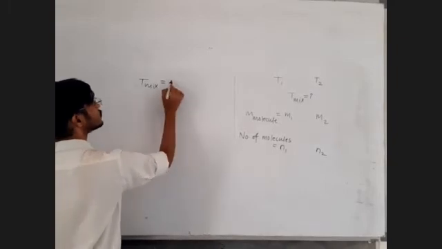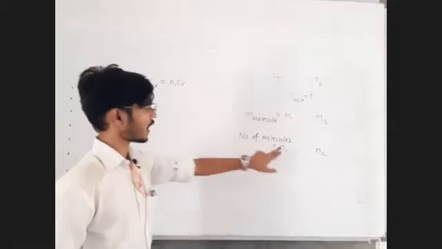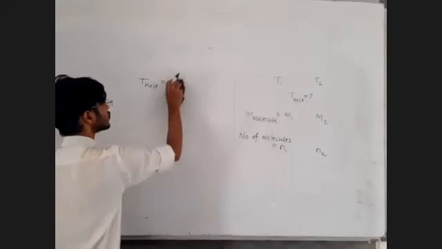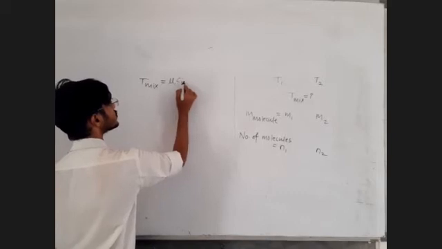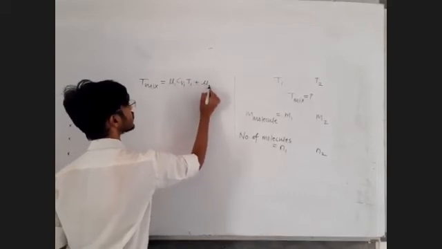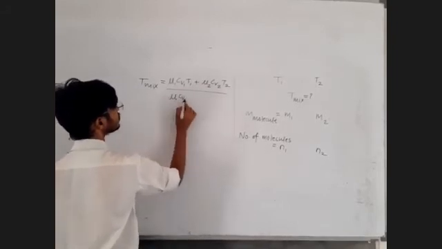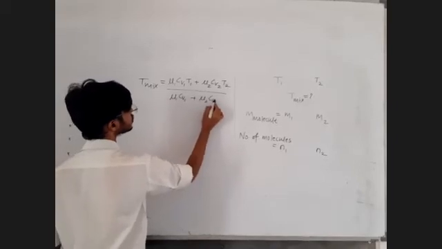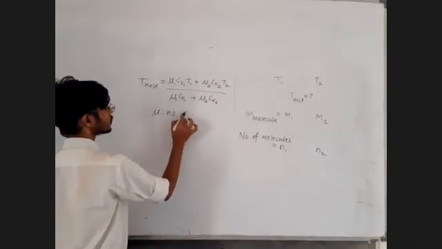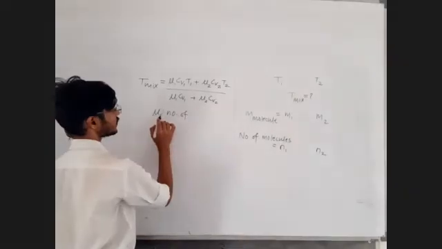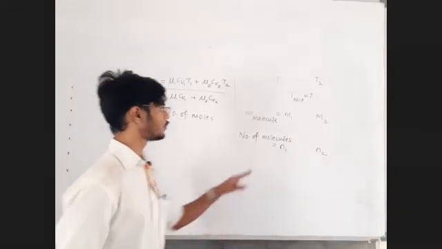Temperature of mixture is equal to n1, but sir, this n is number of moles and this n is number of molecules. So for time being, for number of moles, let us use the symbol mu. Mu1 CV1 T1 plus mu2 CV2 T2 divided by mu1 CV1 plus mu2 CV2. Here mu is number of moles, here n is number of molecules, and here mu is number of moles.